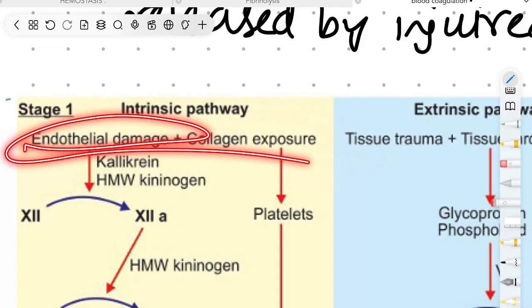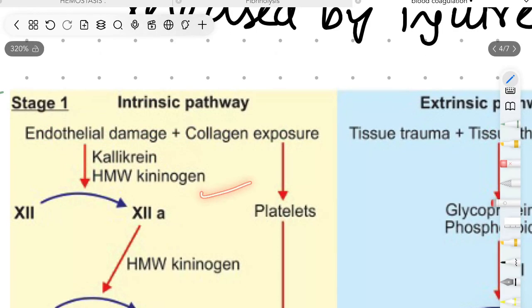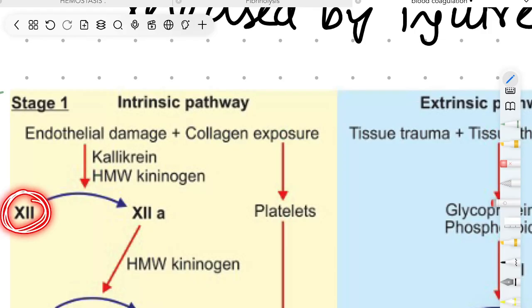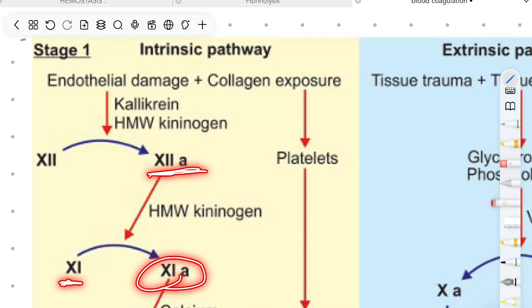Now when there is endothelial damage, in the presence of kallikrein and HMW kininogen, the factor 12 gets activated. Okay, so now this is the activated factor 12. Now according to enzyme cascade theory, it activates another clotting factor, right? This activated factor 12 activates the factor 11 in the presence of HMW kininogen.